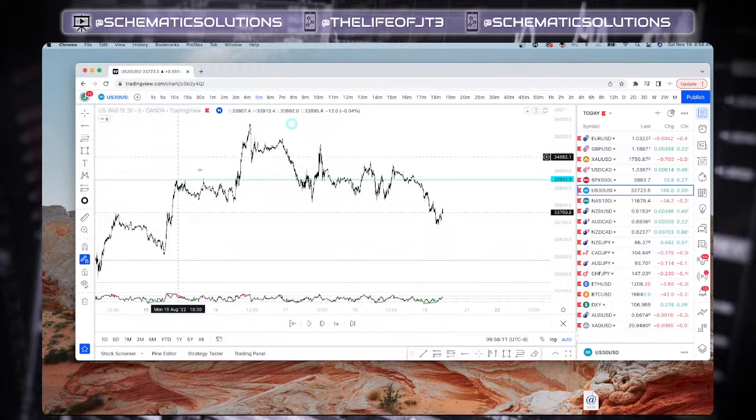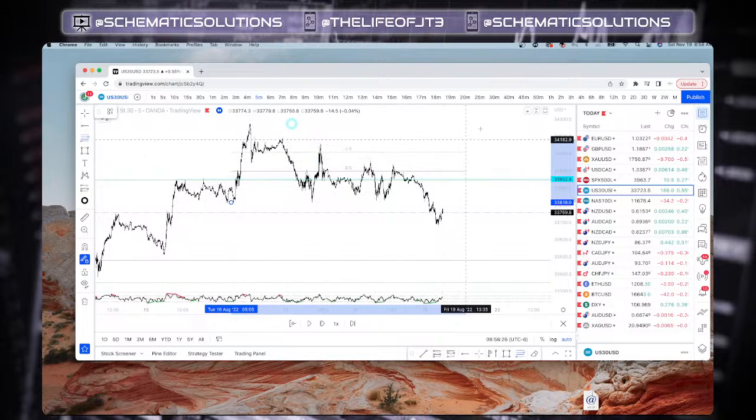So ultimately, we have compression consolidation. We have a large up thrust. Is this our up thrust? We have a large UTAD. Now, with that being said, what confirms it is this break. So we need this break, and obviously it comes around eventually.